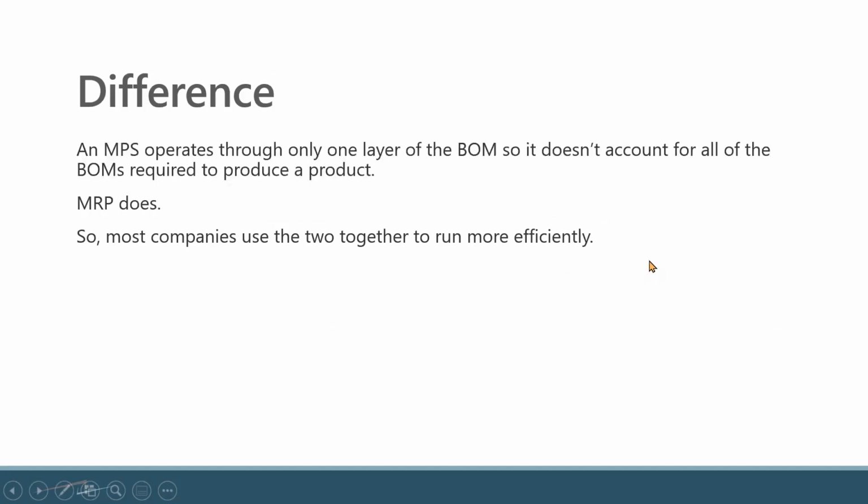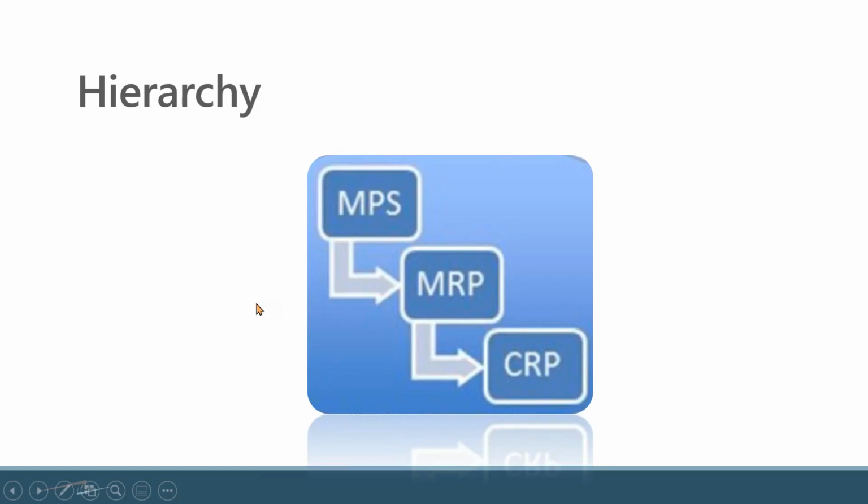So the difference is that typically your MPS just looks at one layer of the bill of material. It just says, what do I need to do to make this one thing? It doesn't jump up and down. It doesn't get particularly concerned about all the other stuff. That's what MRP does. MRP is going to go down through all the layers of a bill of material and go from top level all the way down to bottom level. So this is why we tend to use the two together. And this is going to drive some of my efficiency.